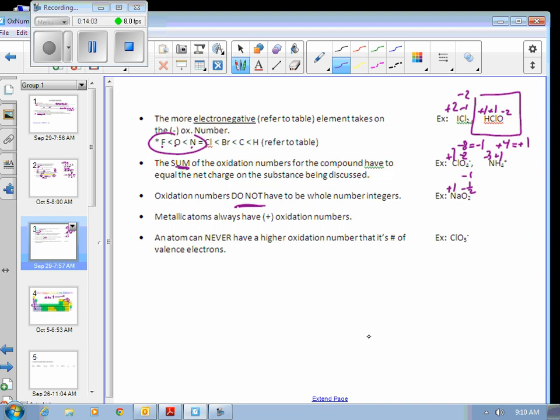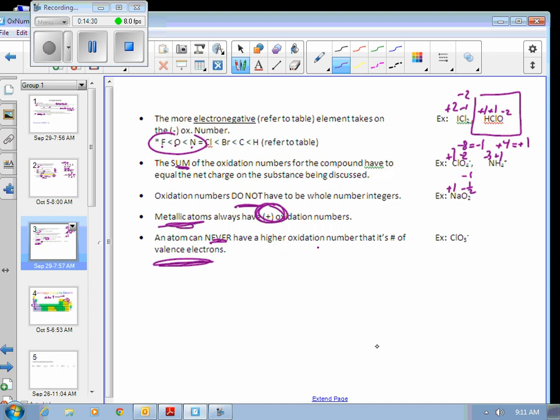Okay. Let's see. Metallic atoms always have positive oxidation numbers, never negative. Seems pretty logical. Metals like to give up electrons. They like to lose electrons. An atom can never, I love this rule, can never have a higher oxidation state or number than its number of valence electrons. Okay, let's see what this means.